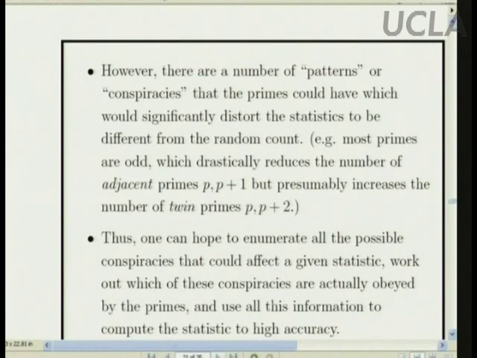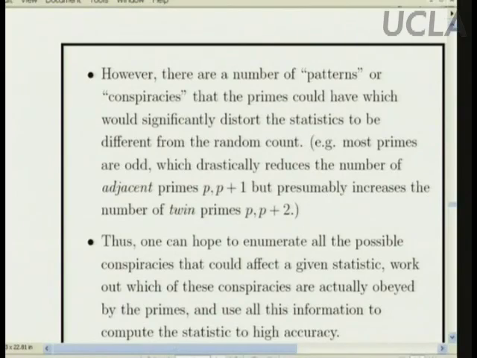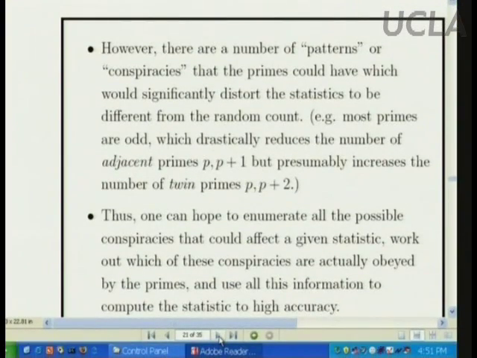This is why, for example, you can never find any adjacent primes, p and p plus 1, other than 2 and 3. Although on the other hand, since you're squishing the primes into the odd numbers, that should increase the number of twin primes, because if p is odd, then p plus 2 should also be odd. And so somehow this conspiracy should reduce some statistics but increase others.